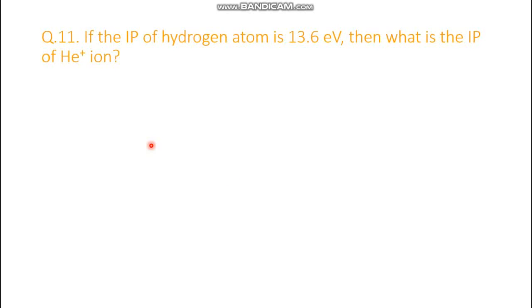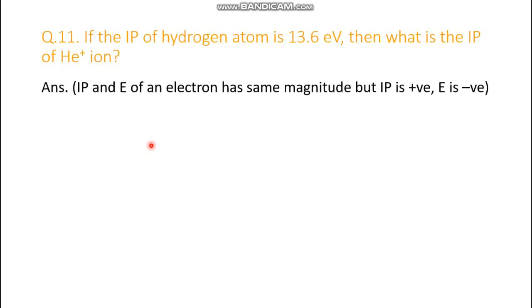If the ionization potential of the hydrogen atom is 13.6 electron volt, then what is the ionization potential of the helium ion? Here Z becomes variable now. And one more thing, you must know that ionization potential and energy of an electron have the same magnitude, but they have different signs. In the equation from Bohr's theory, you get the value of E in the negative sign. So the electron has energy in the negative sign.